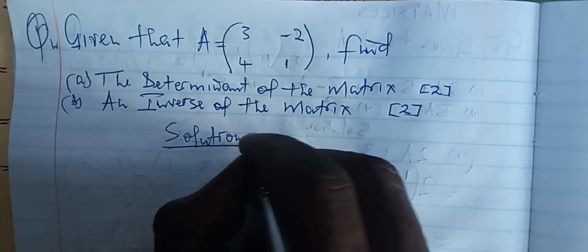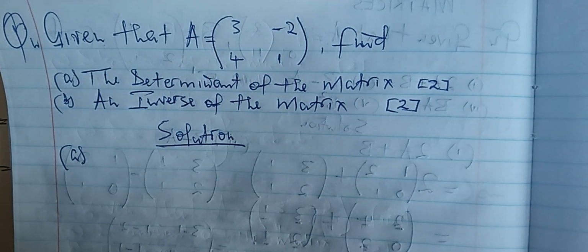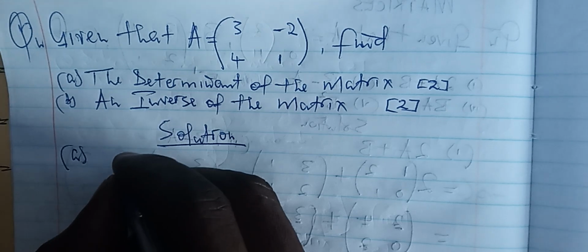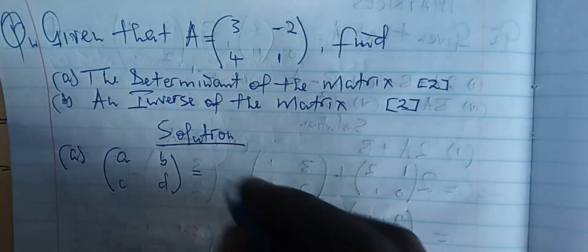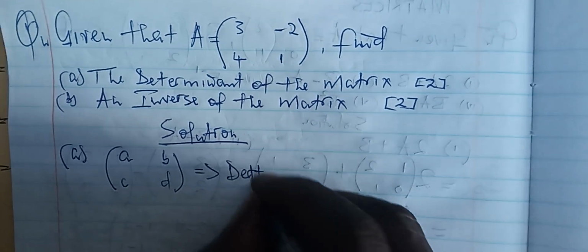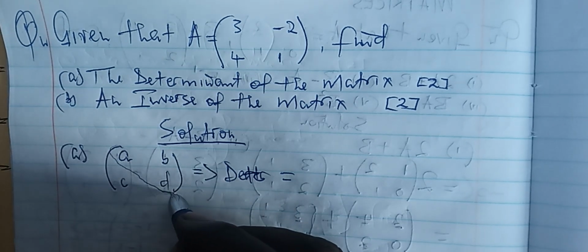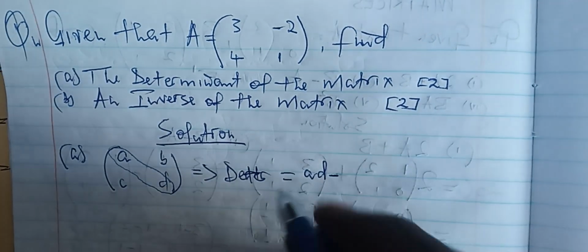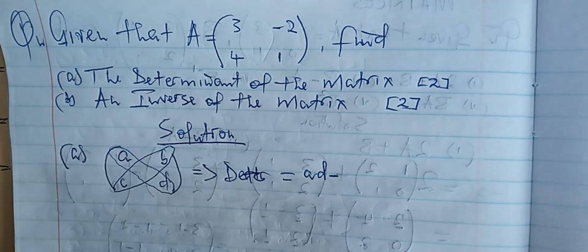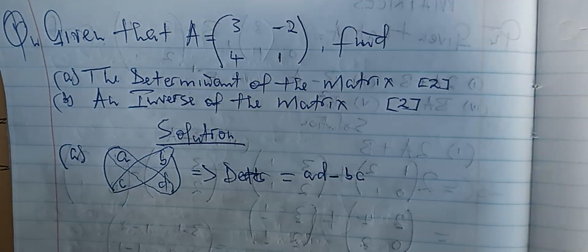Before I give you the solution to part A, you must be aware that if you are given any 2 by 2 matrix, for example A, B, C, D, to calculate its determinant, you simply multiply the top left component with the bottom right component, which is AD, and then you subtract the product of the other two components, which is BC. So this is how you compute the determinant of the matrix.